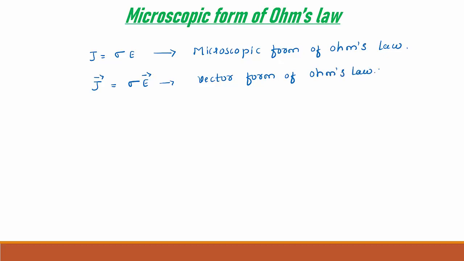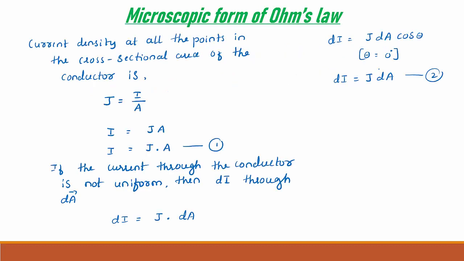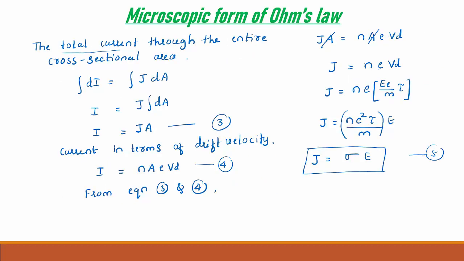Is it clear? Remember, initially we considered current density, J equals I divided by A. If the current through the conductor is not uniform, then we consider a small current. This is a dot product, and for maximum current we can use theta equal to 0 degrees. We got equation 2. Then to get the total current through the entire cross-sectional area, we integrated equation 2 and got equation 3, which gives the total current flowing through the conductor.